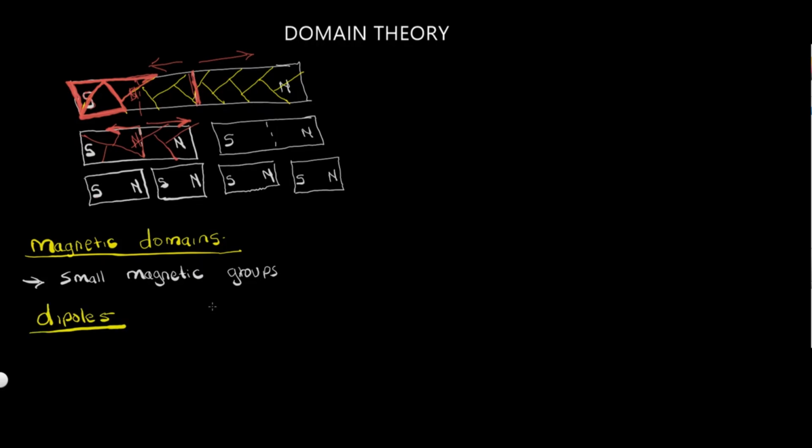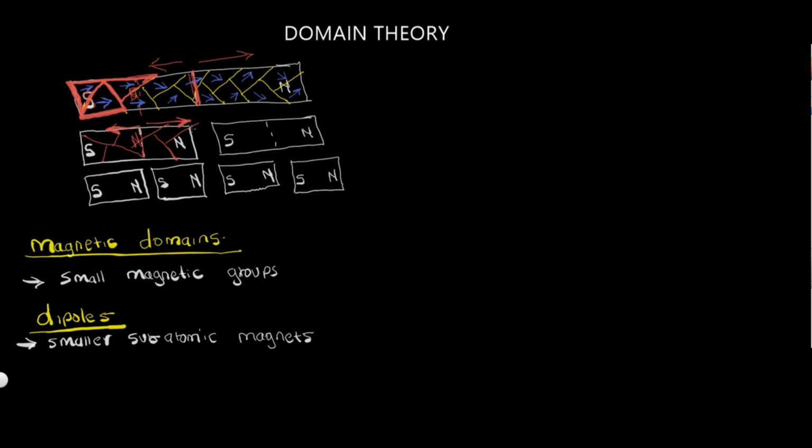Dipoles basically, in domains, we say that these are the domains, these sub magnetic groups. So the domains comprise smaller subatomic magnets. The dipoles are basically the smaller subatomic magnets, and they're usually found inside the magnetic domains. We always represent them with lines like this. So these lines basically represent the dipoles.